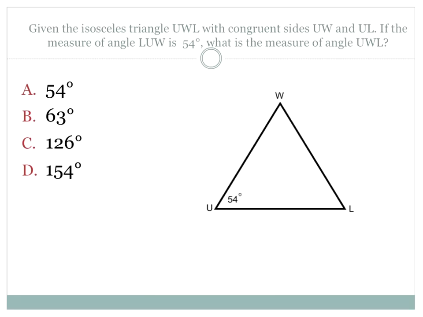So with that in mind, let's look at our triangle UWL here. And we know that sides UW and UL are congruent. And I can mark that here. UW and UL are congruent. If the measure of angle LUW, and we find that by going L to U up to W, is 54 degrees, what is the measure of angle UWL? Again, I'm going to put a poll up for you here, A, B, C, or D. What is the measure of angle UWL?